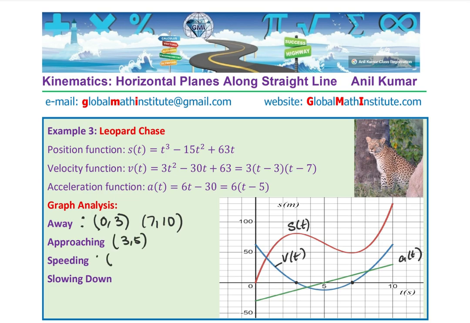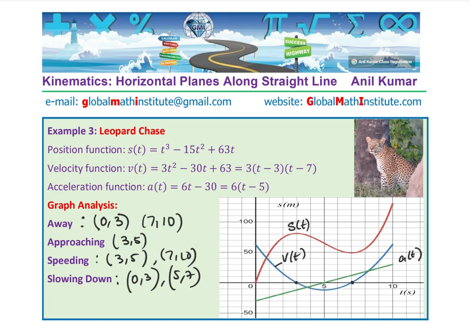When is the leopard speeding? When is the leopard slowing down? Speeding when both acceleration and velocity have the same sign, right? So which is 3 to 5 and from 7 to 10. Slowing down, initially, one is positive and the other negative. So 0 to 3 and then 5 to 7. Is that clear to you, right? So that's the summary of our learning, which we can get from the equations and graphs shown here, all of them together. This is a very important question. It is asked so many times in different ways.